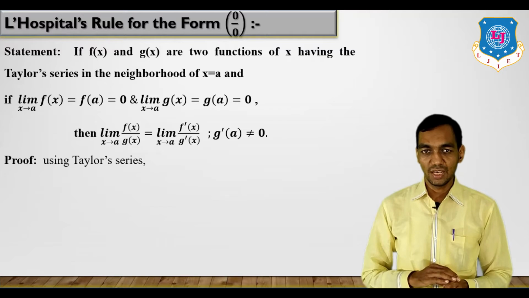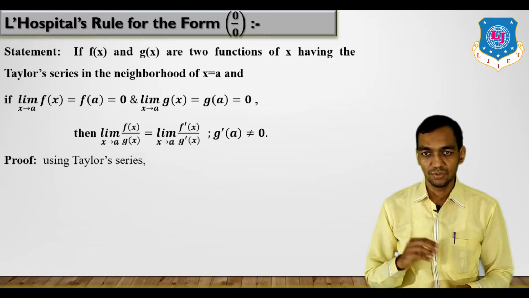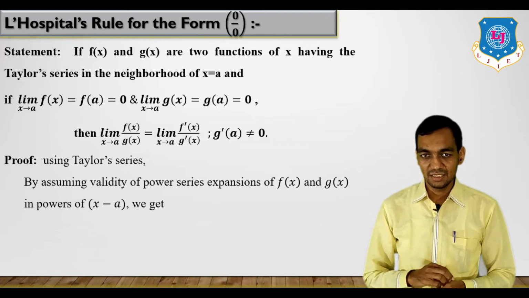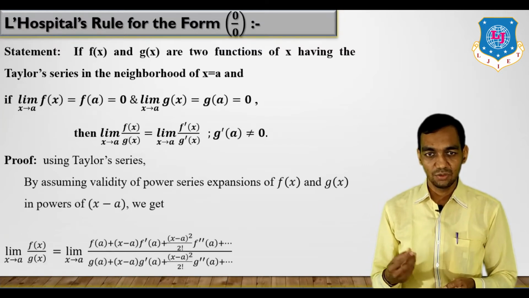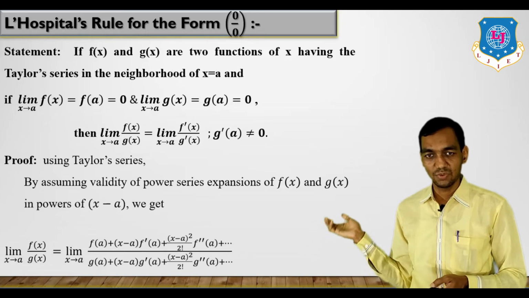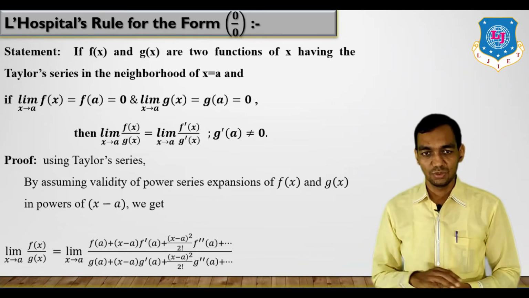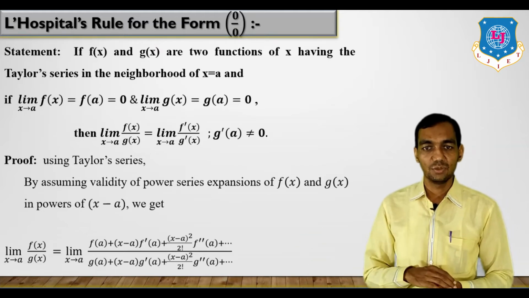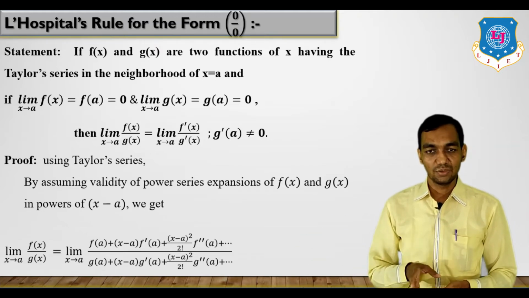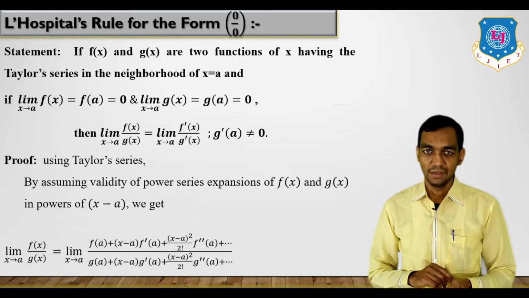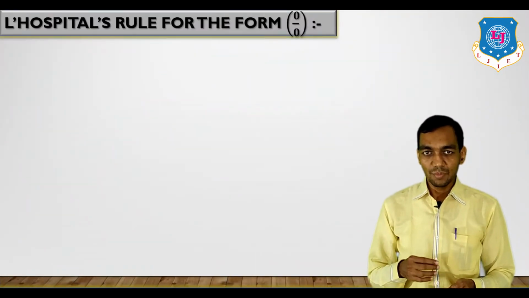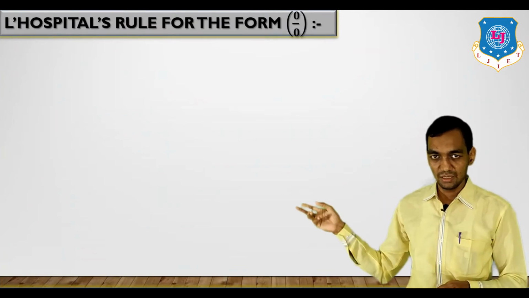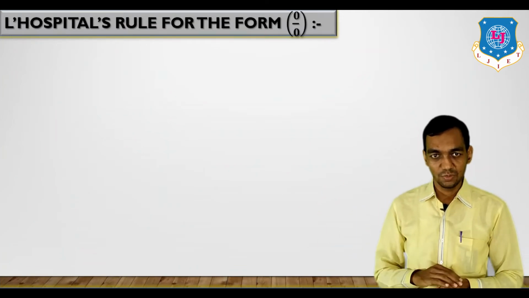So what we are going to do is use the Taylor series expansion of the functions f(x) and g(x). Now suppose f(x) has the Taylor series expansion f(a) plus (x minus a) into f dash of a plus (x minus a) whole square by 2 factorial f double dash of a, and so on, divided by g(a) plus (x minus a) into g dash of a plus (x minus a) whole square by 2 factorial into g double dash of a, and so on, okay? Now basically f(a) and g(a) have the value 0.